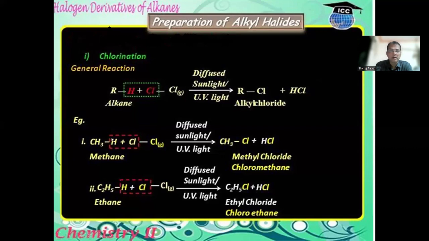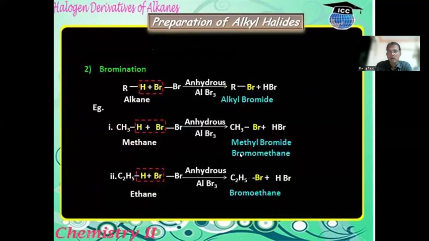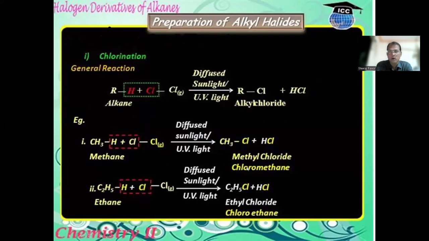Now, for example, this is methane plus Cl2. In presence of diffuse sunlight or UV light, this Cl replaces a hydrogen atom to form CH3Cl plus HCl. Now, methyl chloride, or chloromethane, is formed. This way, the alkyl halide methyl chloride is prepared.